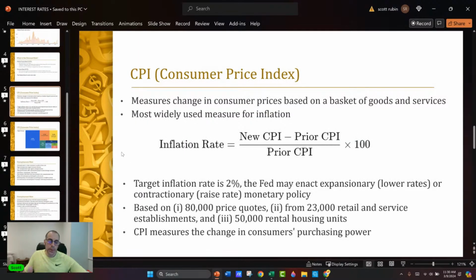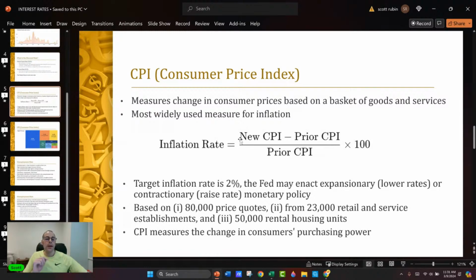So I added some more slides to this presentation. So the CPI, Consumer Price Index. It's a measurement of the change in prices, like on a basket of goods and services. You've probably heard that term before. So this is how they track inflation.